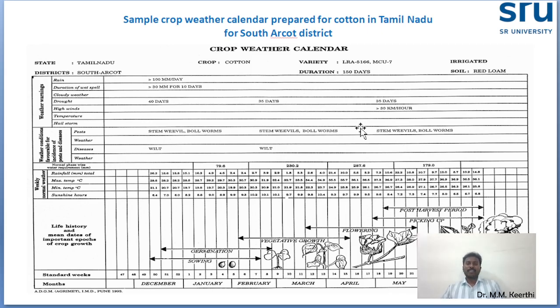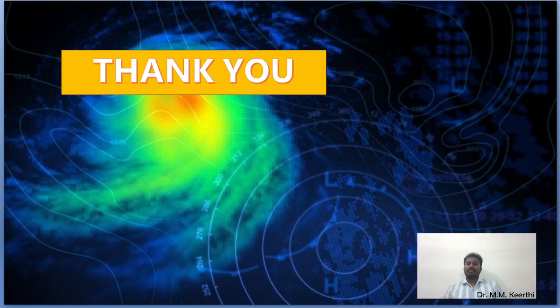So in this lecture we discussed: what is weather forecasting, what are the different types of weather forecasting, followed by the different weather forecasting services, which are agro advisory services, synoptic charts, and the crop weather calendar. Okay, that's all about crop weather forecasting and its uses.